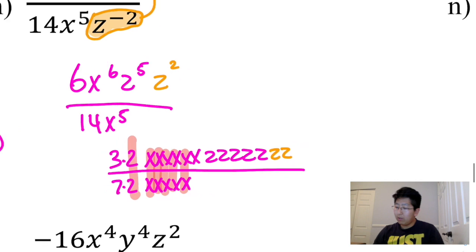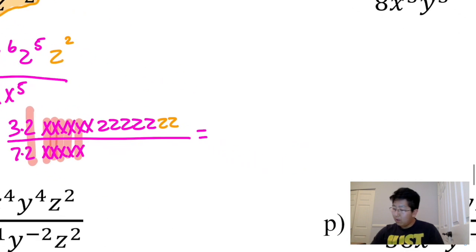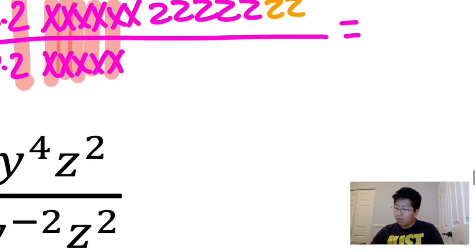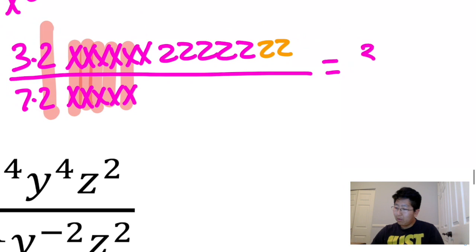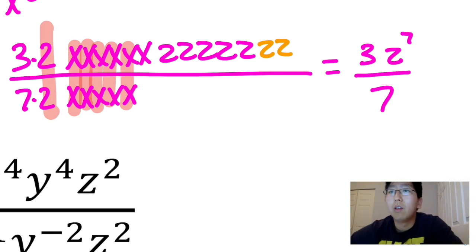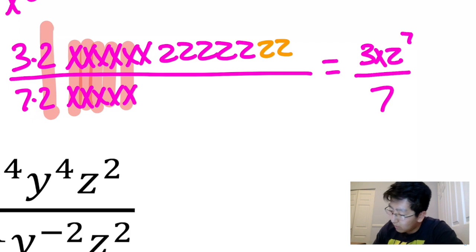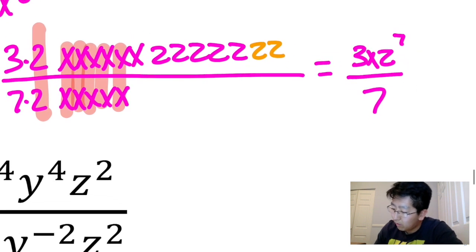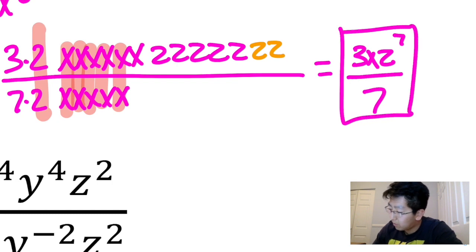And my final answer here is, let's zoom in, 3z to the 7th over 7. Okay, that's my final answer. 3x, I forgot an x. I forgot to include this x right here. So that's my final answer.